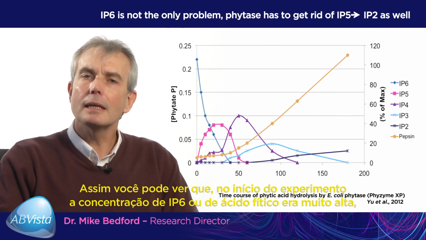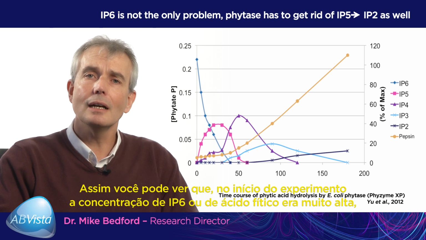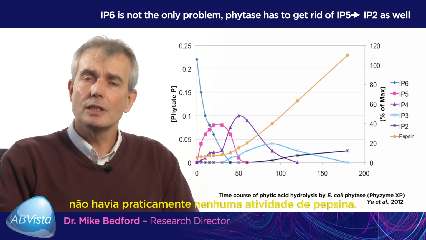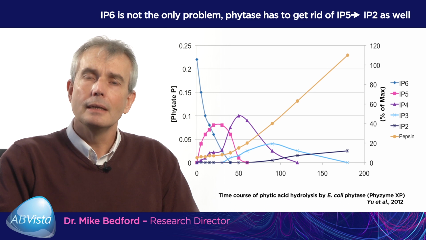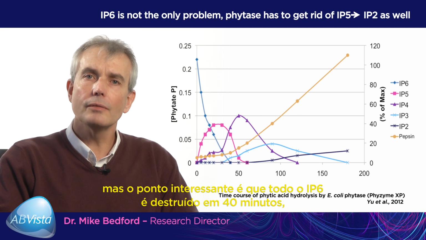So you can see at the very beginning of the experiment where IP6 or phytic acid concentration was quite high, it was very high, there's virtually no pepsin activity. Now, everybody recognizes IP6 as being a significant anti-nutrient, but the interesting point is all of the IP6 is destroyed by 40 minutes.